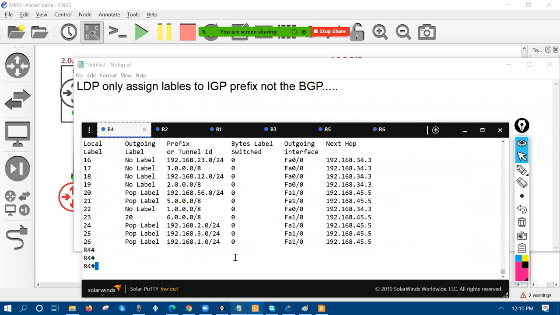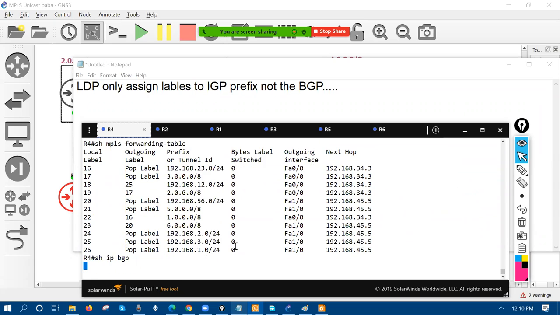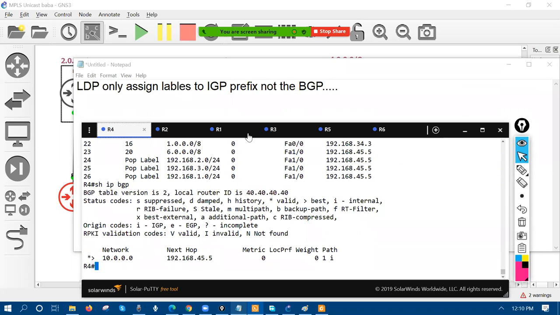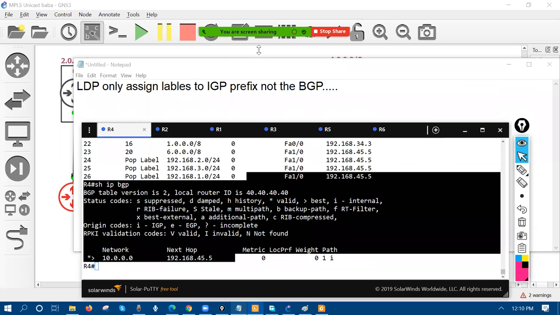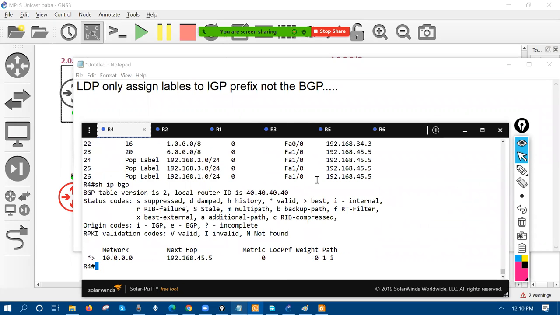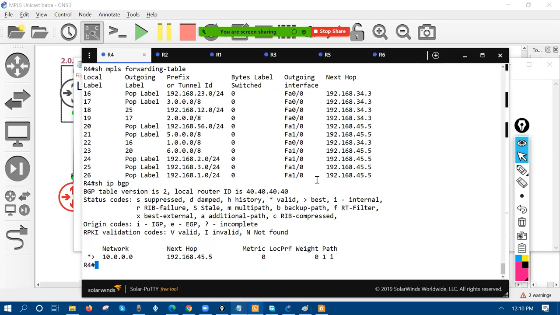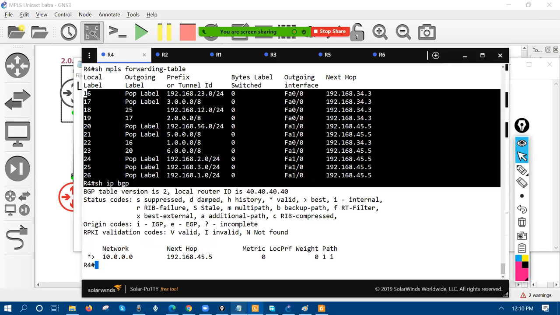If you see show ip bgp for 10.0.0.0, I'm not doing any allocation of the label. So for the BGP prefix, it's not doing the labeling. Why is this not being done? We'll see that in the VPN part. The question is coming, right? Who is going to do the label for the BGP prefix?